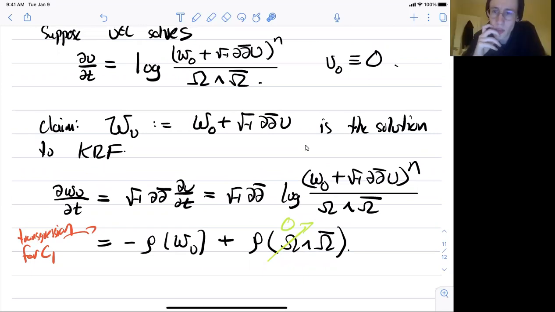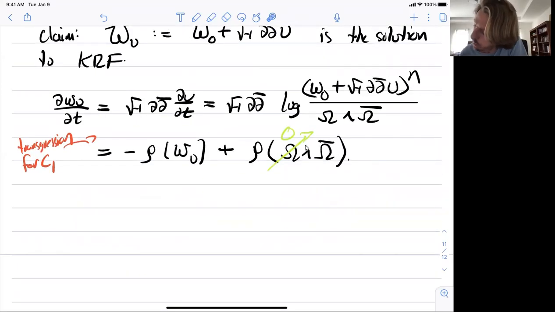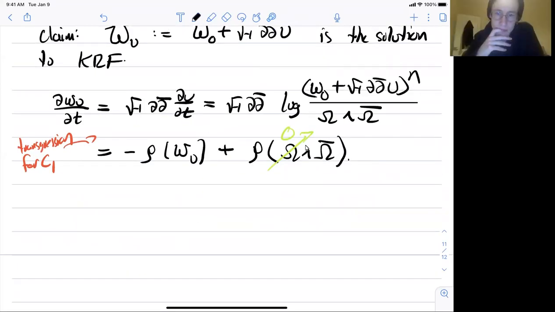Could I ask a question? Yeah, please. Could you say a bit about what is transgression for C1? Yeah. So here, let me make that more precise.